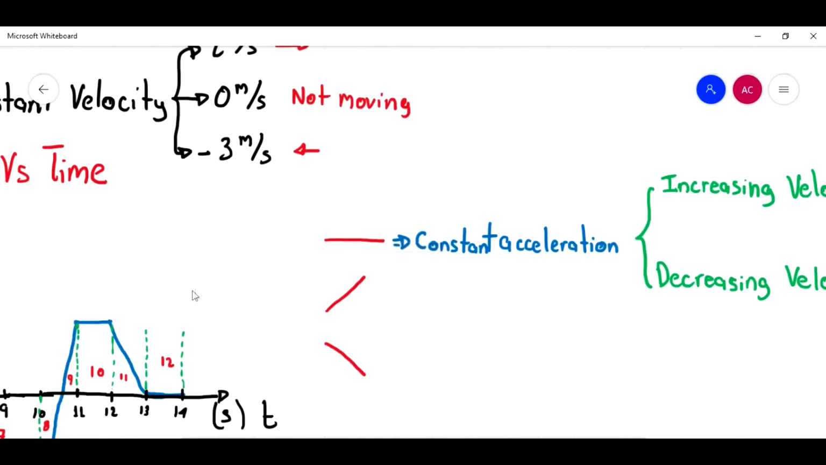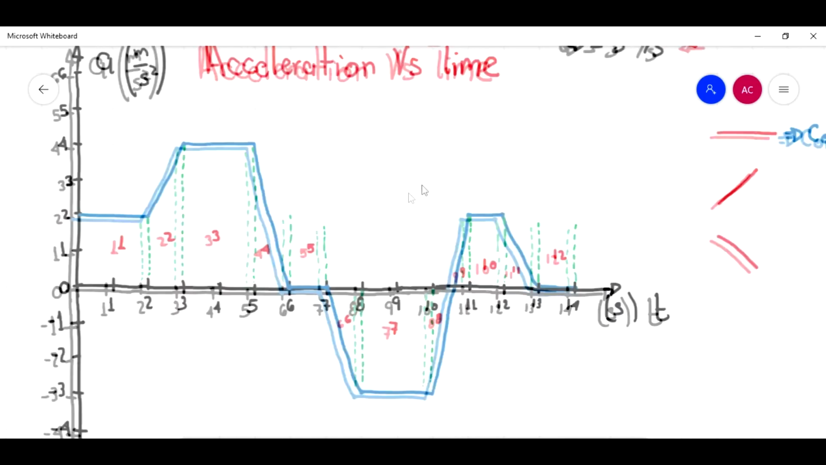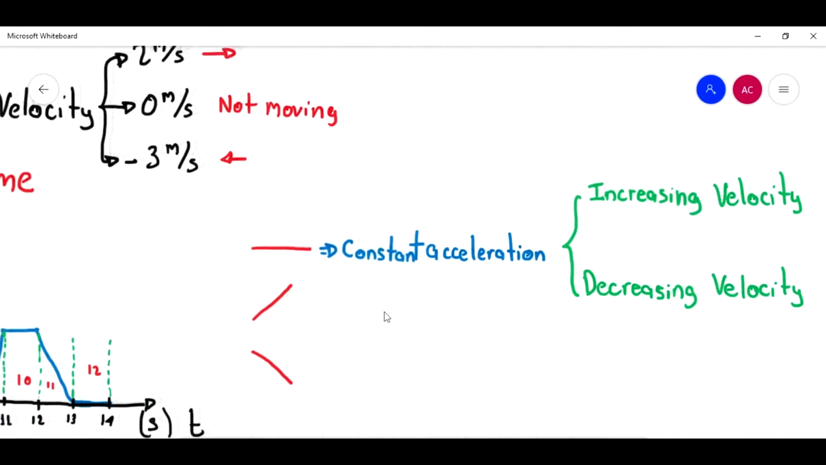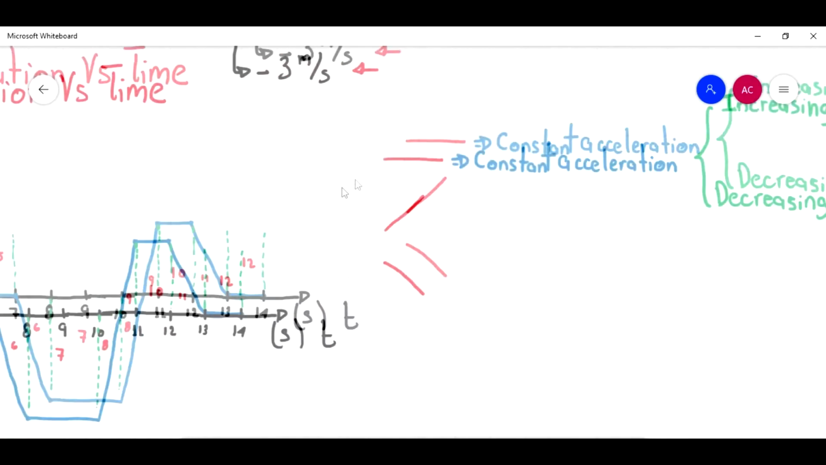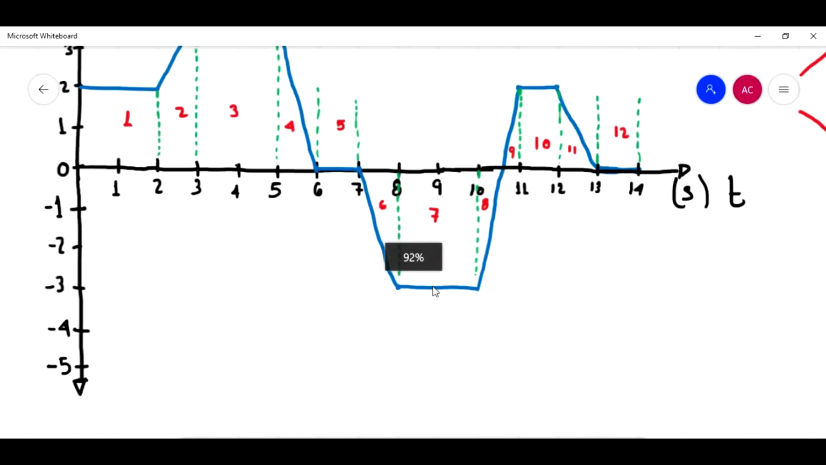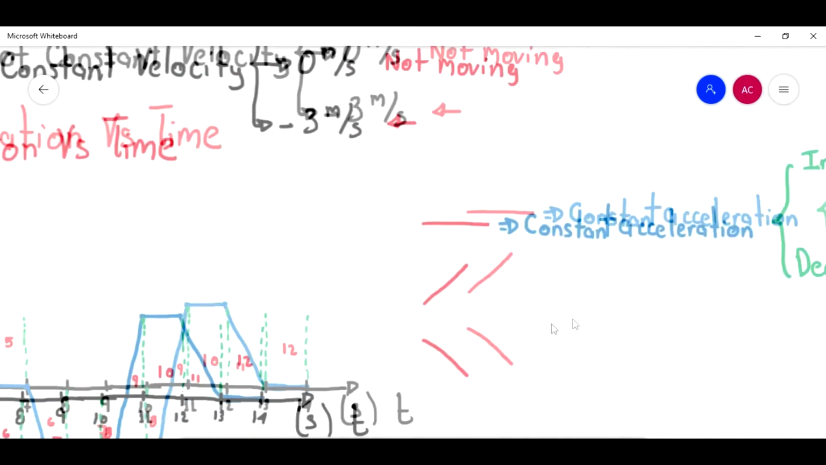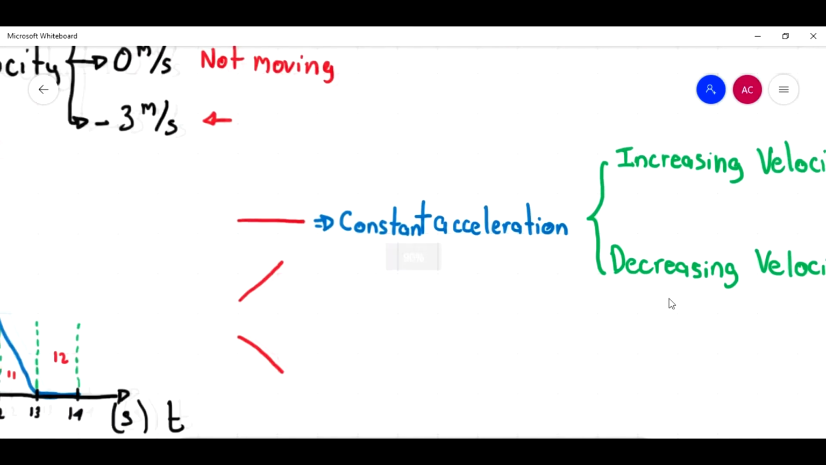As said before, if the acceleration is positive, just like segments number 1, 3, and 10, the velocity is going to increase. But in the case of segment number 7, the horizontal line is negative, minus 3 meters per second squared. So in that case, the velocity is going to decrease.